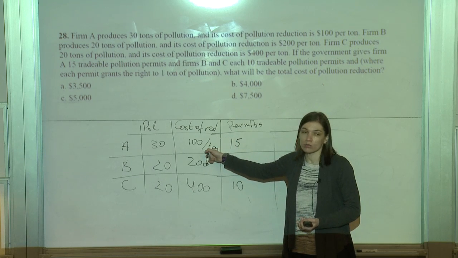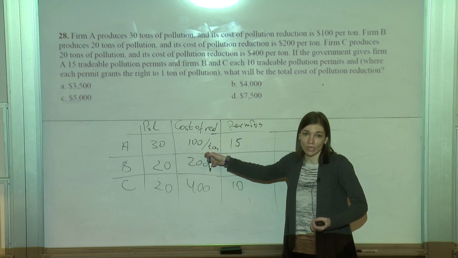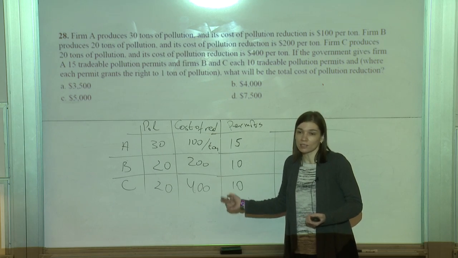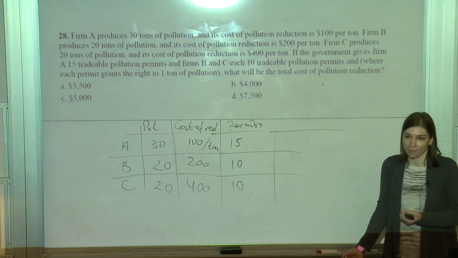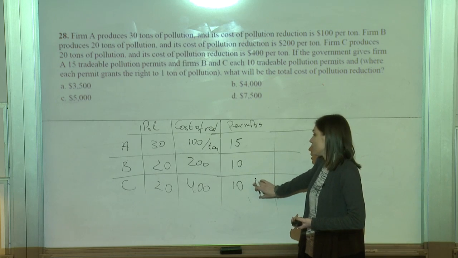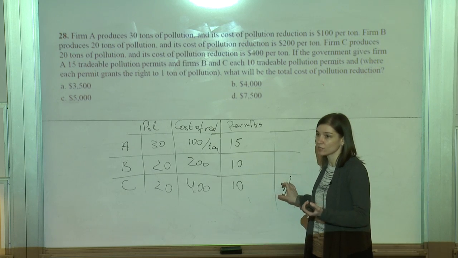And now think of A, for example. For A, it only costs 100 to reduce pollution. So would they be willing to sell their permits to C? Right? Because C can say, I'll give you $399 per permit. Sell it to me. And they will. So basically, but C only needs 10, right? Because they already have 10, so they need another 10.